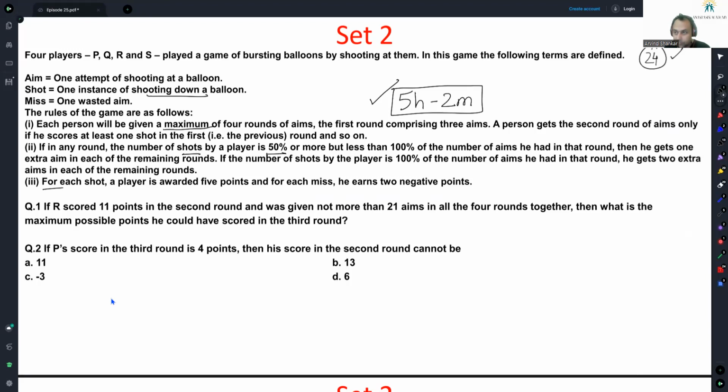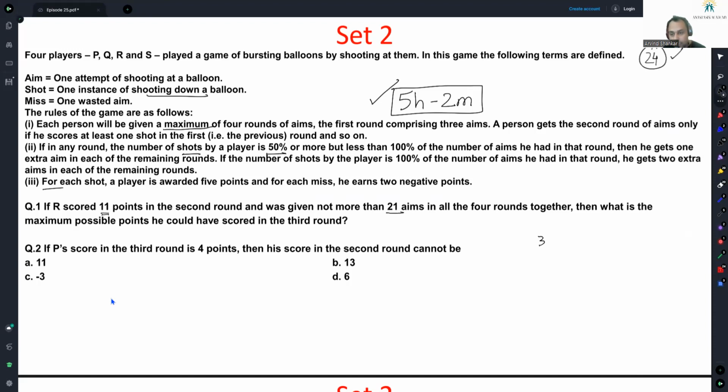Okay. Next, first question now. If R scored 11 points in the second round, and was not given more than 21 aims in all the 4 rounds together, what is the maximum possible points he could have scored in the third round? Okay, let's look at it.